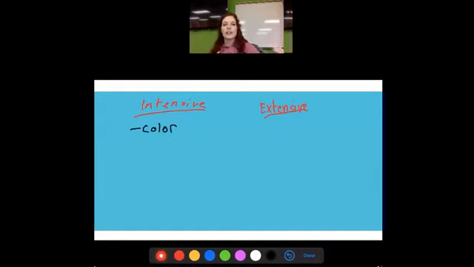Water is always going to be clear. Sugar is always going to be white. Copper(II) sulfate is always going to be bright blue. That's a fun chemical. So the color is something that you can actually look up for each chemical. All right, so color.